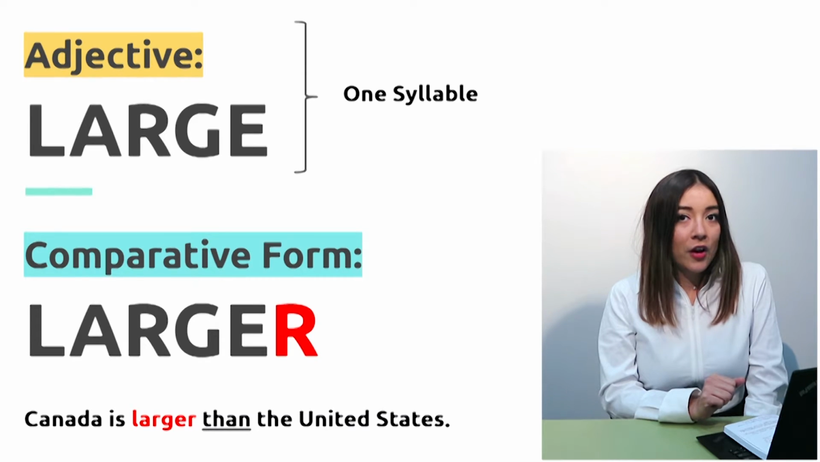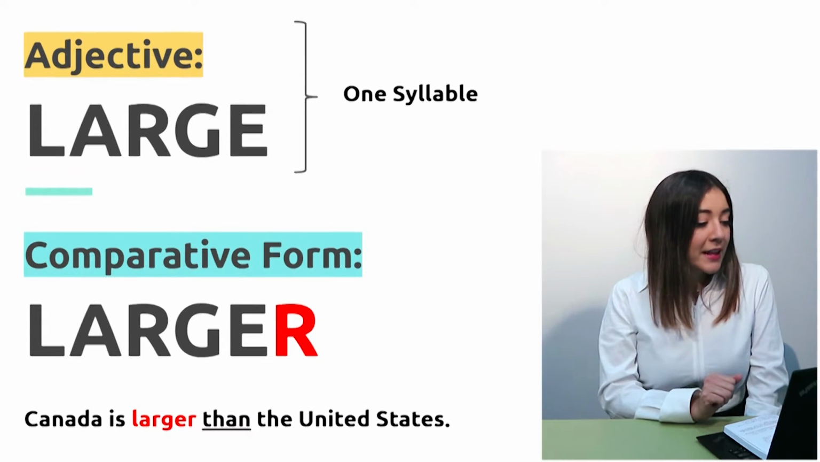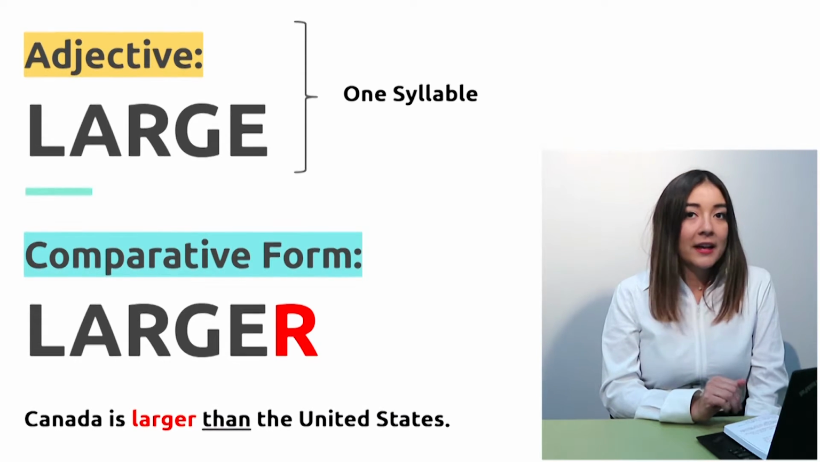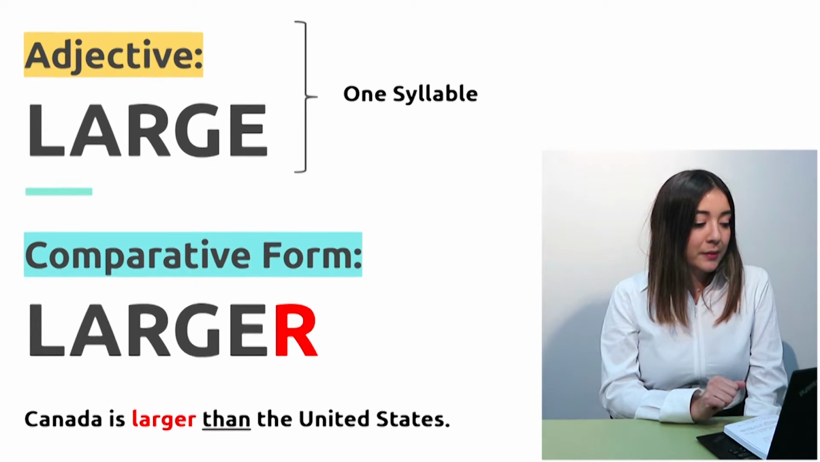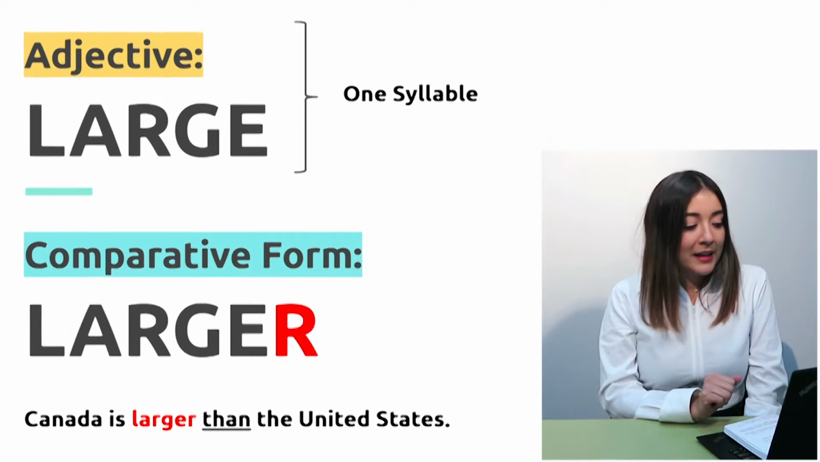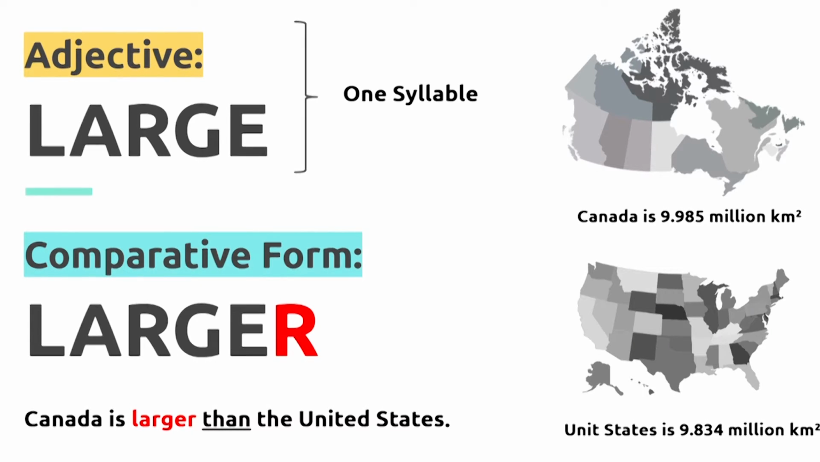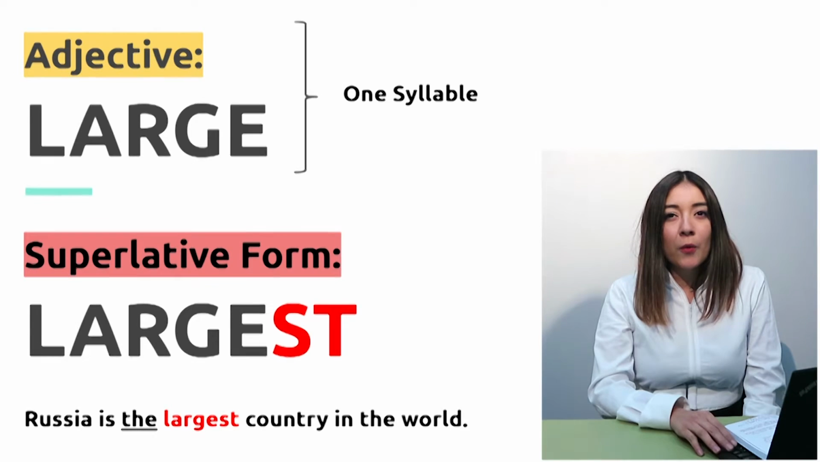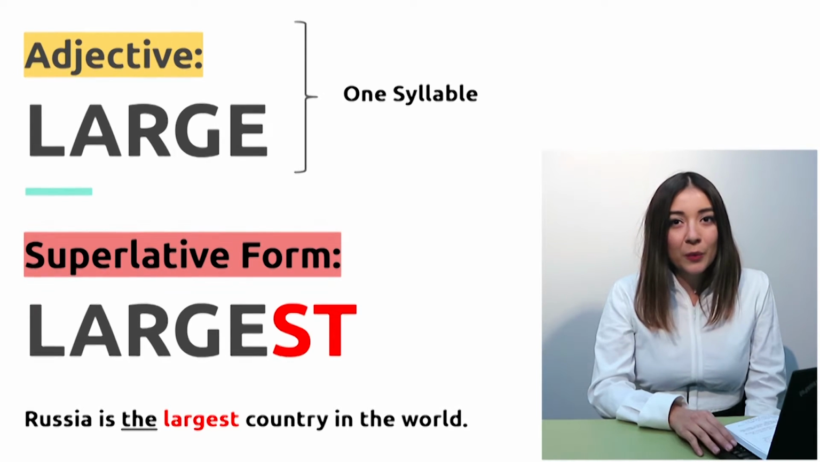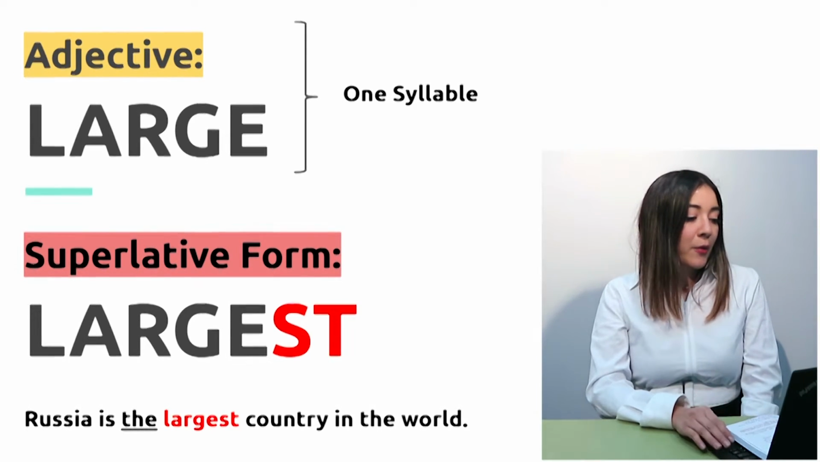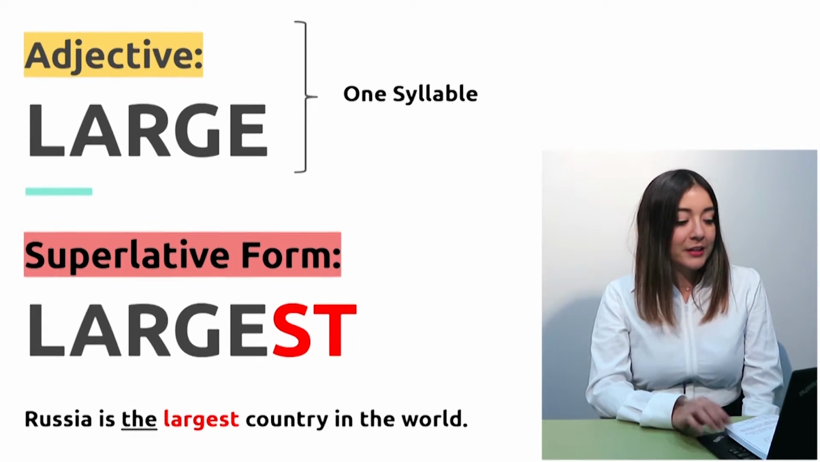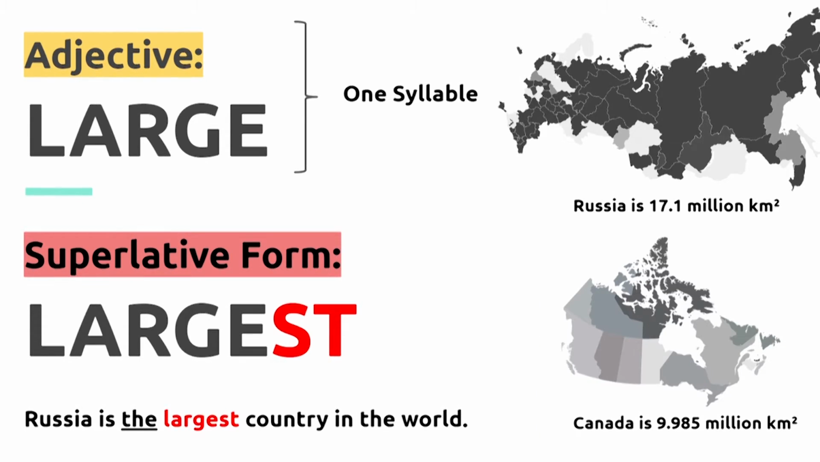Let's take the adjective large. When we want to take the comparative form, we add R at the end of the word. For example, Canada is larger than the United States. If we want to know what is the largest country in the world, we would say Russia is the largest country in the world.